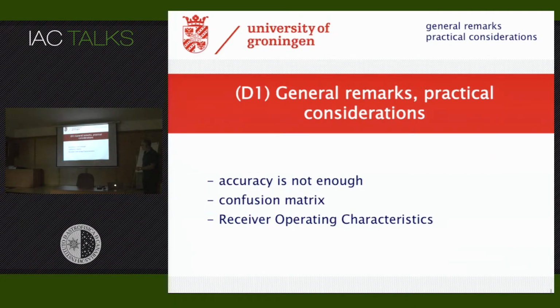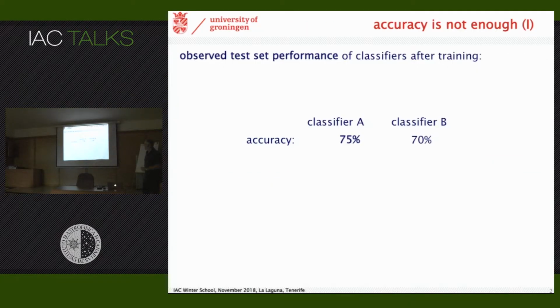First one is accuracy is not enough. What do I mean by that? Okay, say you have a data set, you train your favorite classifier, you do some validation, you get a test set performance of the classifiers after training, where classifier A gives you an overall accuracy of 75%. So 75% of the test data is correctly classified to one of the two classes. Classifier B gives you only 70% accuracy of classification. Which is the better classifier?